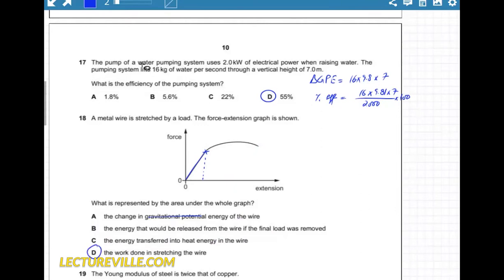The Young modulus of steel wire is twice that of copper. 50 centimeter length of copper wire, diameter, this is joint 50 centimeter.